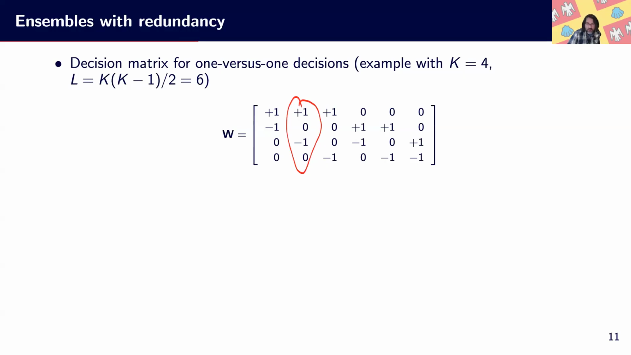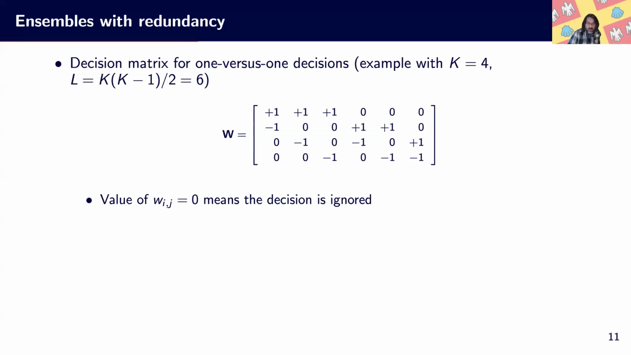We don't do like here it's +1, 0, -1, 0. We don't do the -1, 0, +1, 0. This is redundant. As such, the number of different pairs we can deal with is 6 here. So we have 1 versus 2, 1 versus 3, 2 versus 3, 2 versus 4, 3 versus 4, and 1 versus 4. These are the different comparisons we are making. So we have all the 6 pairs here that are dealt with.